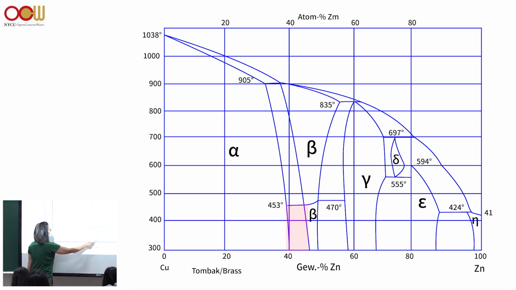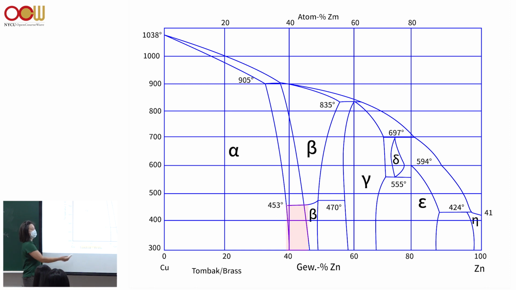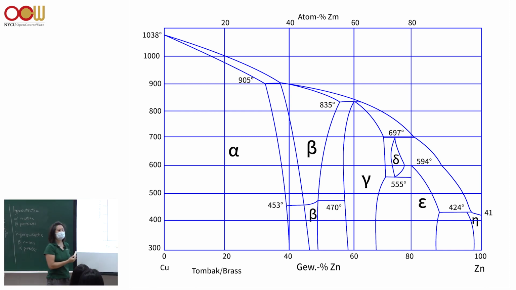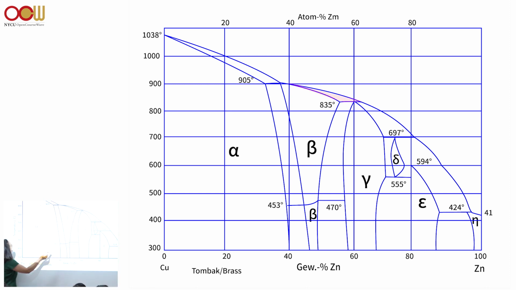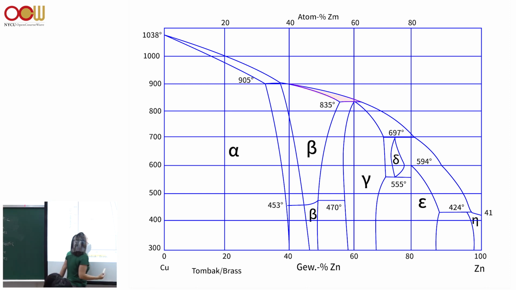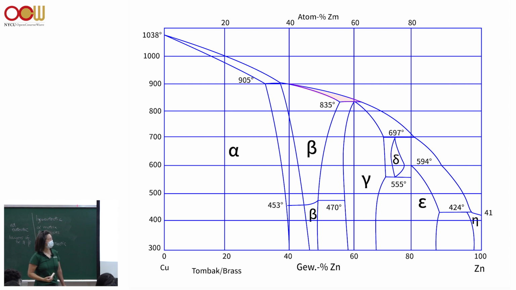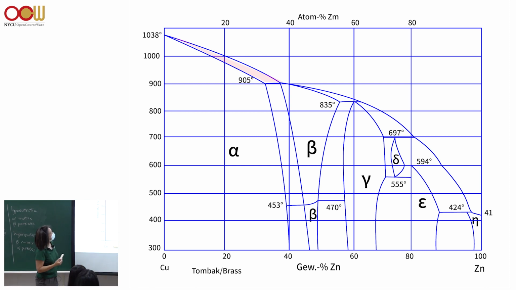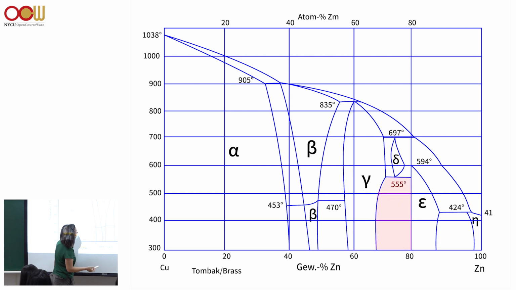What phases do you think exist in here? Alpha and beta, right? Because if you were to calculate the different phases, you would draw a tie line, and that tie line will hit the beta solvus and the alpha solvus. So you know that it has alpha and beta in here. What about up here? What phases do you think you have present in there? Beta and liquid. Up here, above 905, alpha and liquid. Okay, very good. How about here?